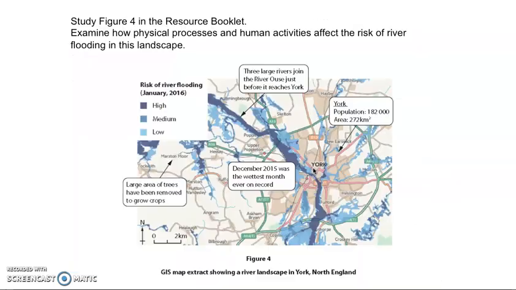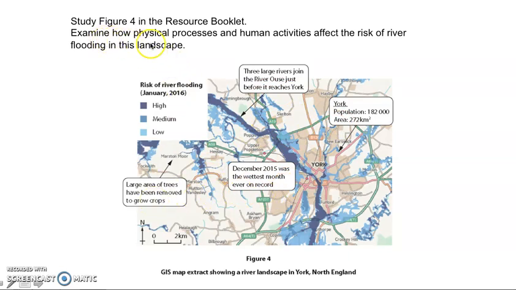So that's a physical processes one. Here we've got another question. Examine how physical processes and human activities affect the risk of river flooding in this landscape. Now, study figure 4. This is figure 4. You've got to be using this here. 4 bits of information on there.